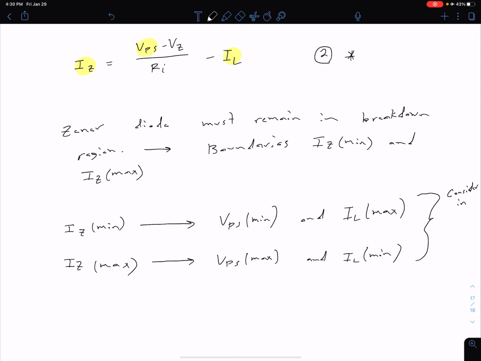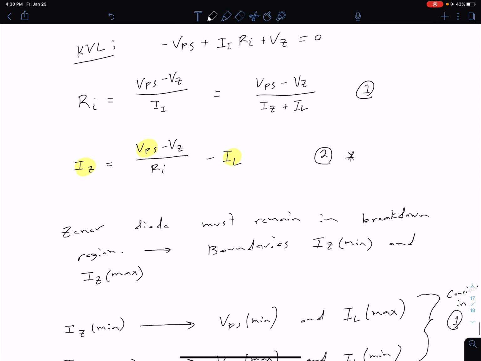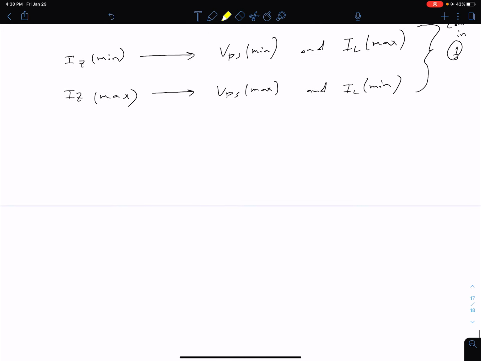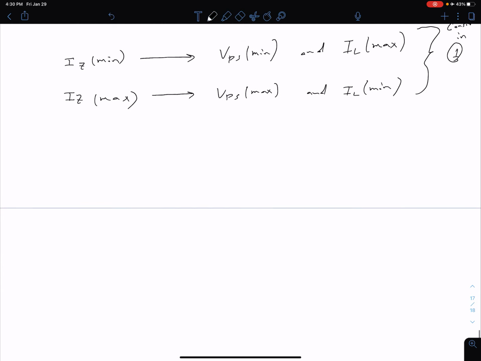So consider our equation 1 above. Now I'm just going to plug in, because we're going to have different VPSs, different IZs, and different ILs. And we're assuming that our VZ is going to remain constant. So plugging that in, we have our Ri for that first case, so let's look at this one first, is equal to VPS min minus VZ divided by IZ min plus IL max. Let's call that equation 3.